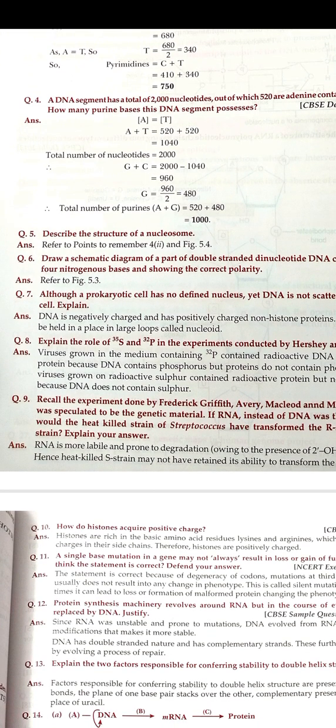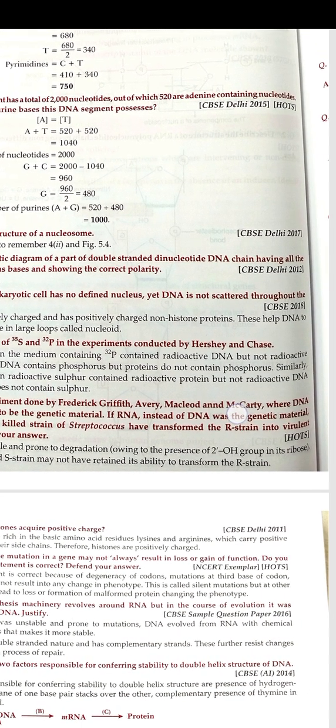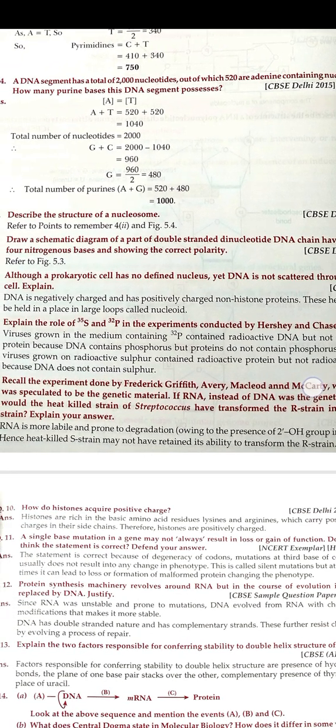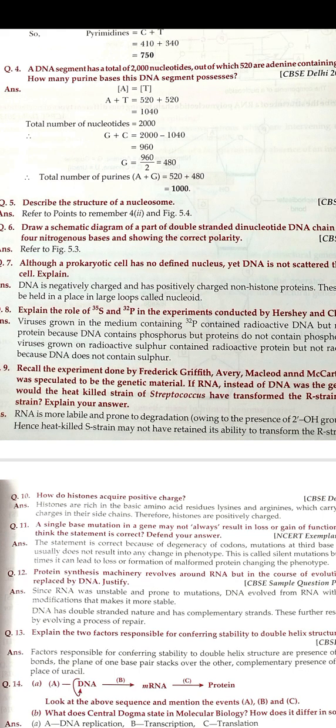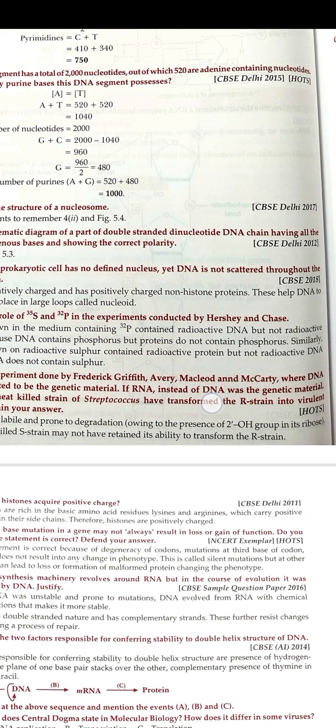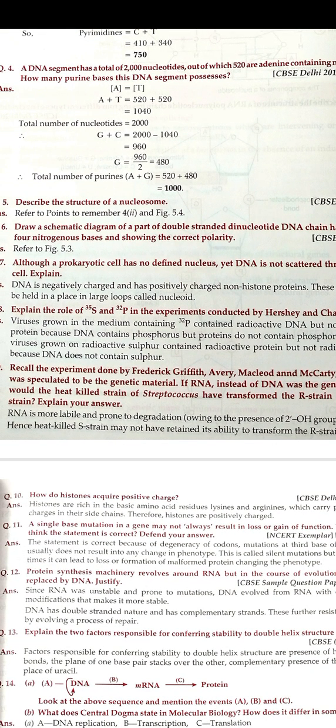Now question number 7. Although a prokaryotic cell has no defined nucleus, yet DNA is not scattered throughout the cell. Explain. DNA is negatively charged and has positively charged non-histone protein. This helps DNA be held in place in a large loop called nucleoid.